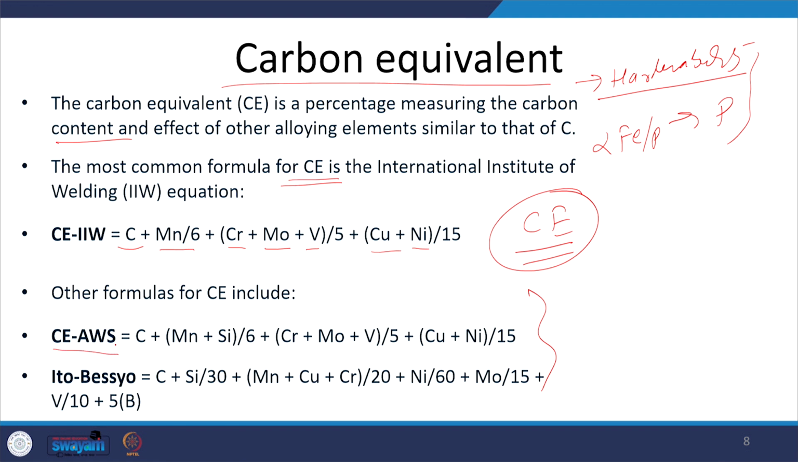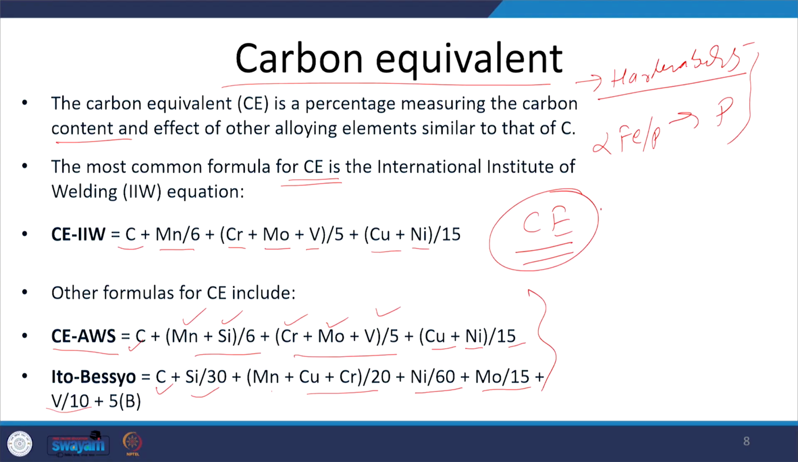This is another equation which considers the silicon as well. Carbon equivalent according to the American Welding Society: carbon plus manganese plus silicon divided by 6, chromium, molybdenum, vanadium divided by 5, and copper, nickel divided by 15. Then this is another equation: carbon plus silicon divided by 30, Mn plus Cu plus Cr divided by 20, Ni divided by 6, Mo divided by 15, V divided by 10, and 5 multiplied by boron. So, these equations take care of the various constituents and different elements.